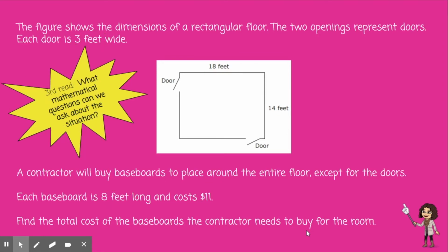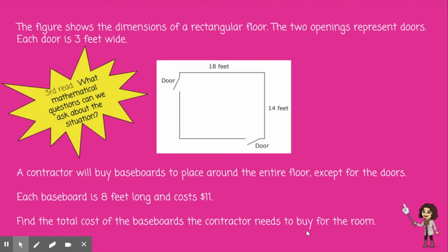And now for the third read. What mathematical questions can we ask about the situation? Again, I'm going to read it to you. Feel free to join me or oral read with someone around you.